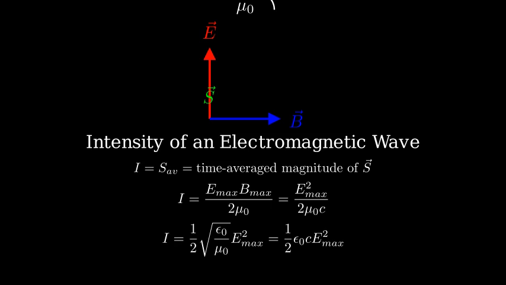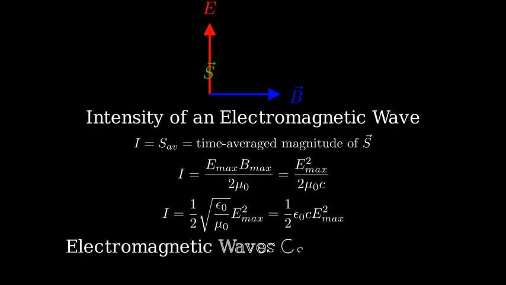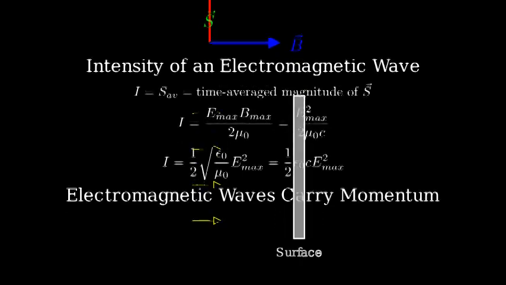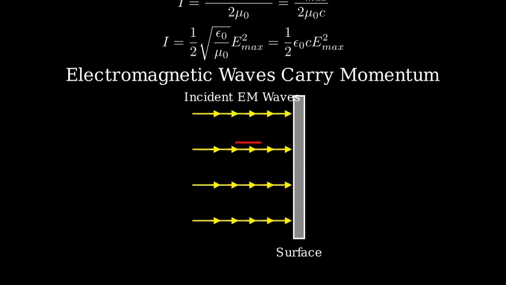Electromagnetic waves don't just carry energy, they also carry momentum. This is a profound consequence of Maxwell's equations and special relativity. When an electromagnetic wave strikes a surface, it exerts a force called radiation pressure. The radiation pressure depends on whether the surface absorbs or reflects the wave. Let's look at how we calculate this radiation pressure.